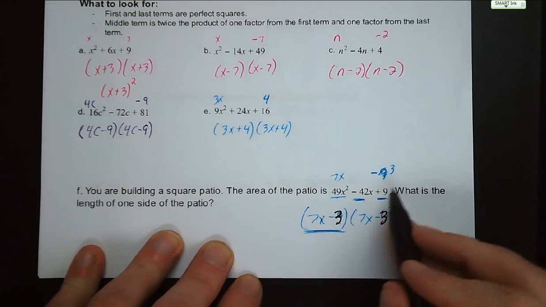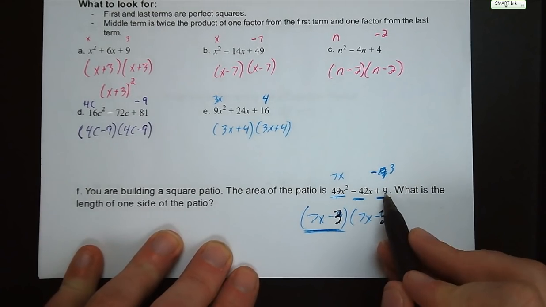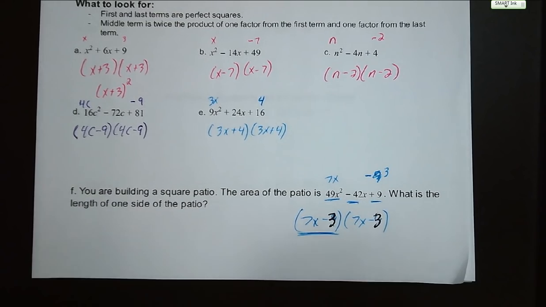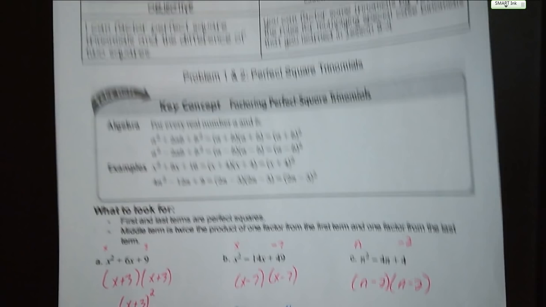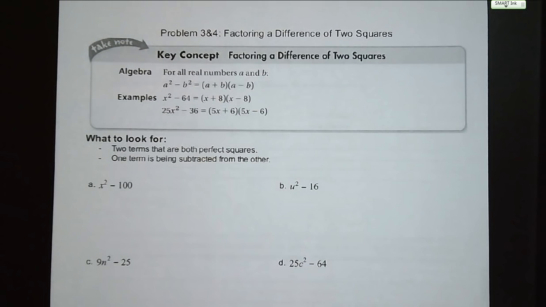So the square root of 9 is 3, by the way, not 9. All right. Going on, problems number 3 and 4, factoring a difference of two squares. Our key concept for this rule is as follows: for all real numbers a and b, a squared minus b squared equals (a plus b)(a minus b).